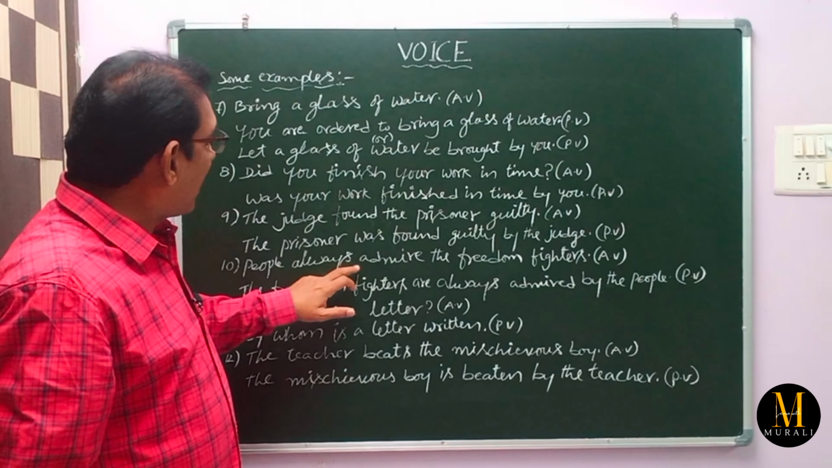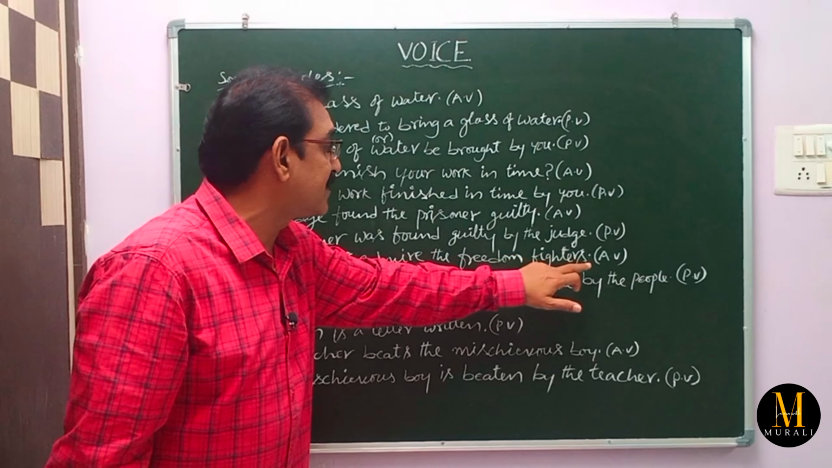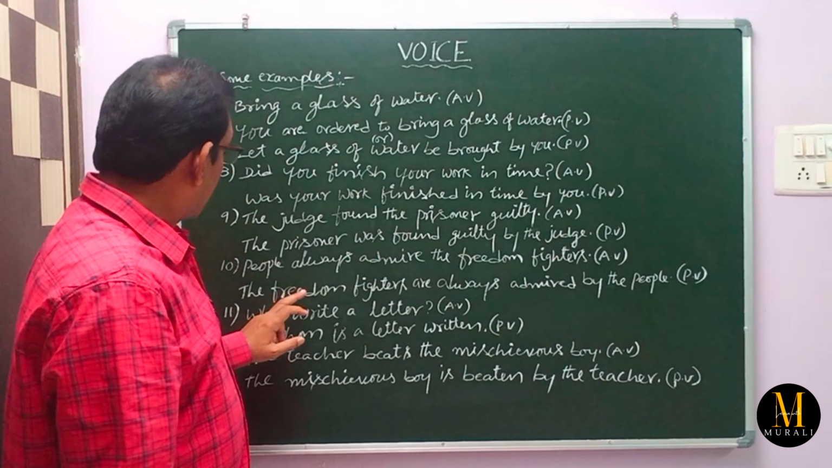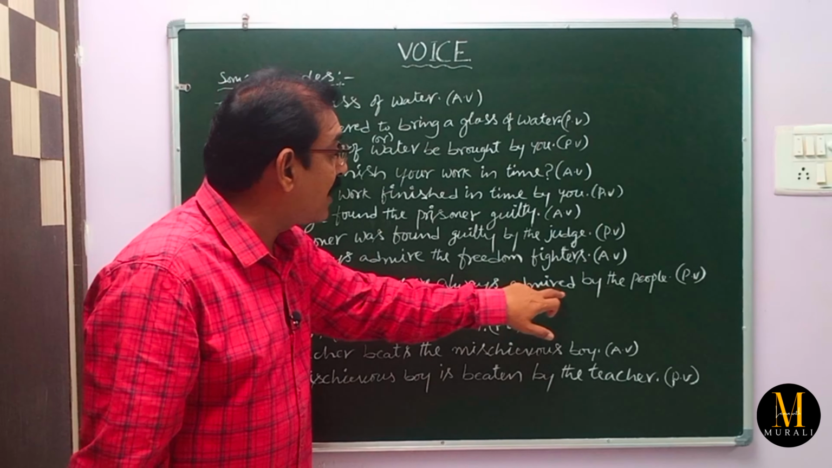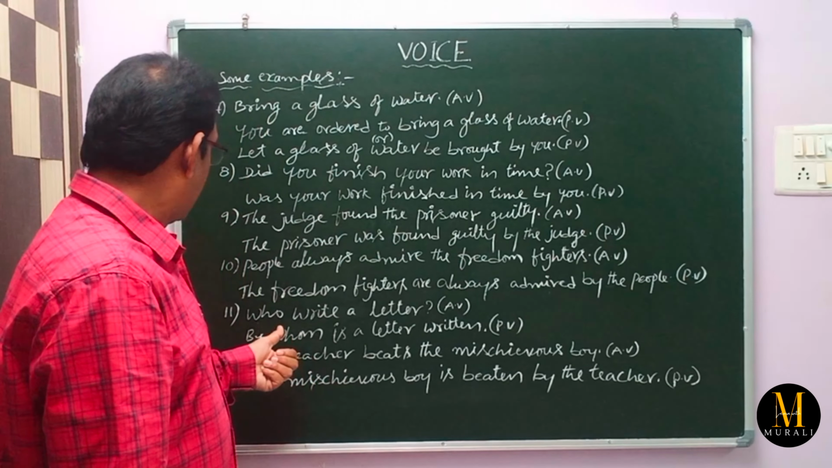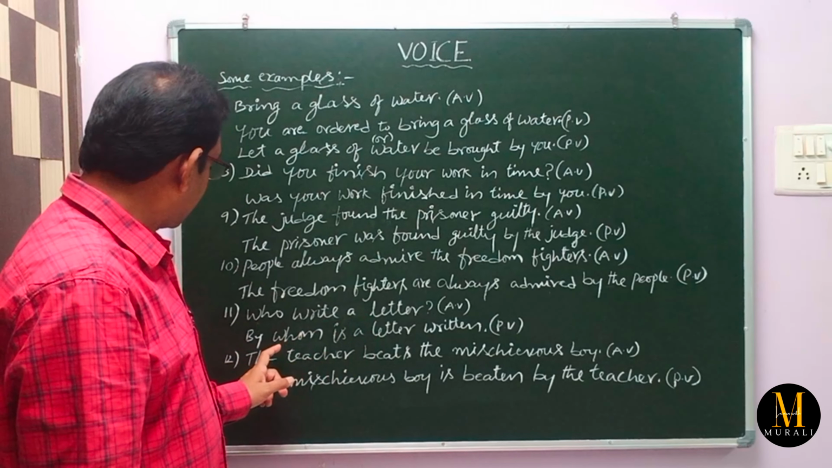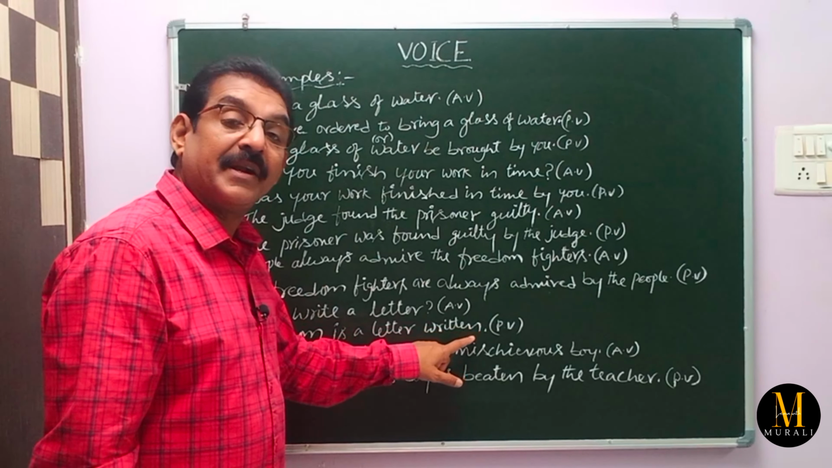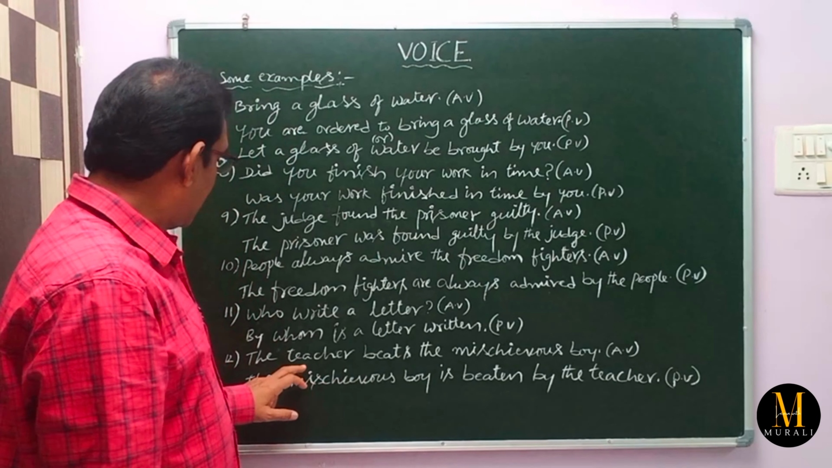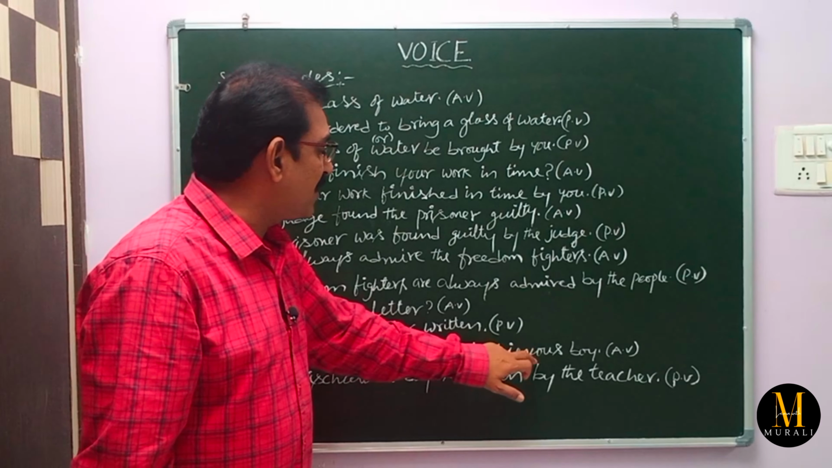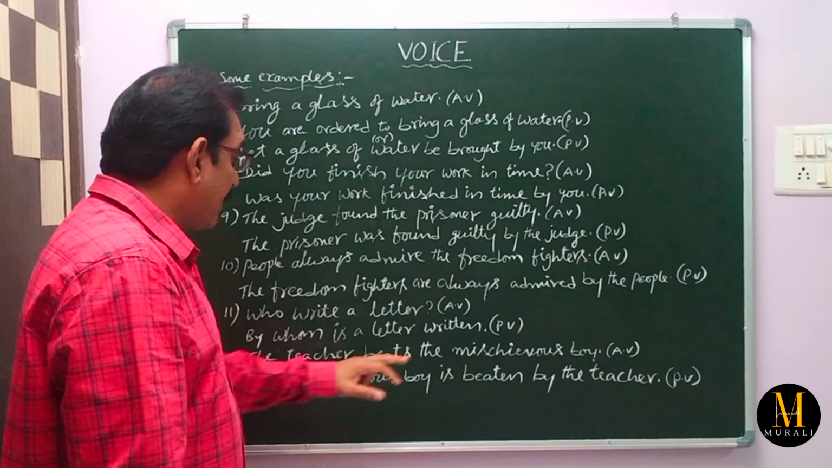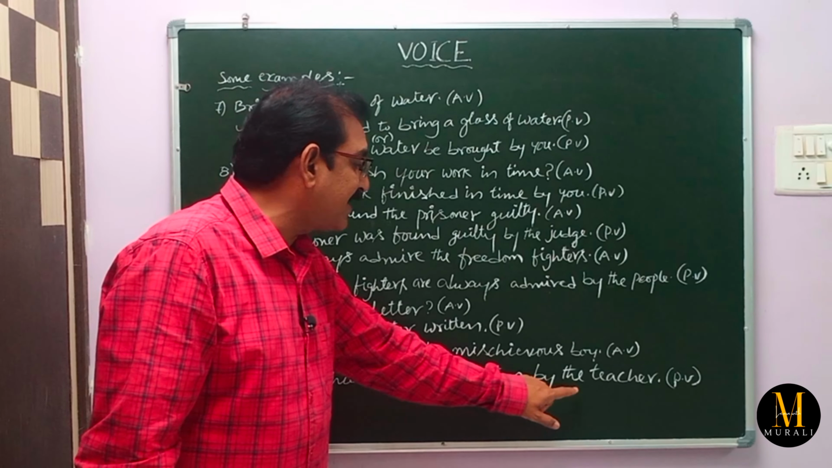Next, people always admire the freedom fighters, active voice. The freedom fighters are always admired by the people, passive voice. Next, who writes a letter, active voice? This is a question form. Next, by whom is a letter written, passive voice? Next, the teacher beats the mischievous boy, active voice. The mischievous boy is beaten by the teacher, passive voice.